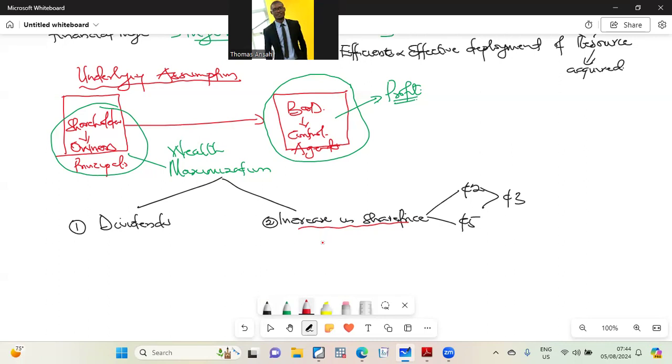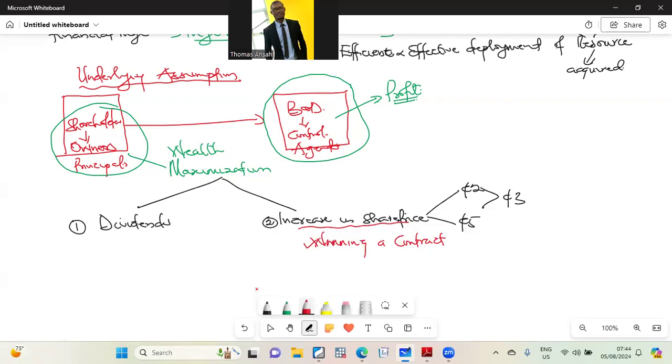But in a practical sense, anytime you see that an entity has won a major contract, there will definitely be a share price increase. And later on, we will learn something called the efficient market hypothesis, the information system, how prices go up and down in the market. Immediately somebody hears that an entity has won a contract, it will push their price to go up immediately. Take your life, for example.